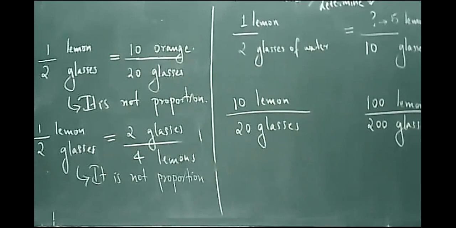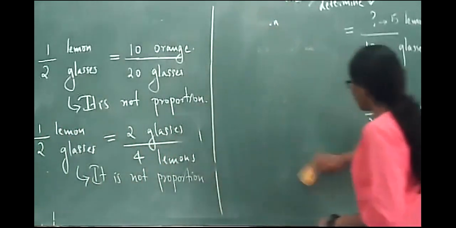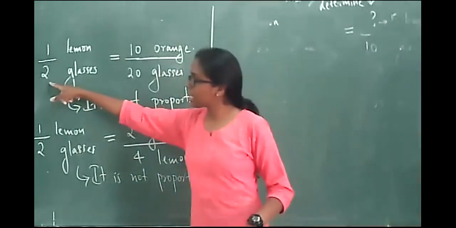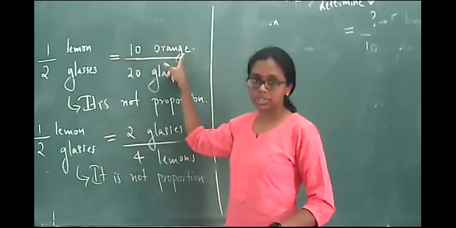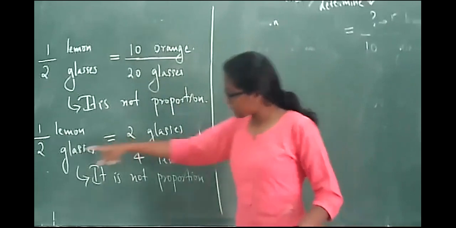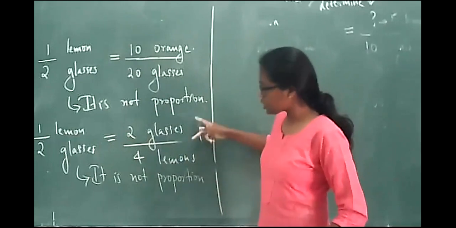So we just figured out this is not a proportion and this is not a proportion. Then what is proportion? Proportion is when you have the same equivalent fraction. It should be an equivalent fraction in the first place. Here, even though they are equivalent fractions, their units were different. It was lemon here, orange there. But here, even though they were equivalent fractions, their things were interchanged.